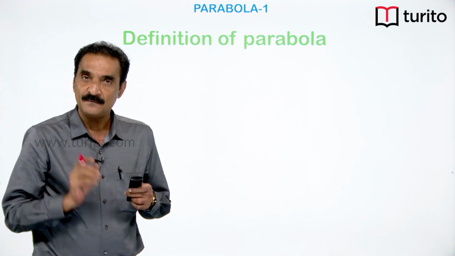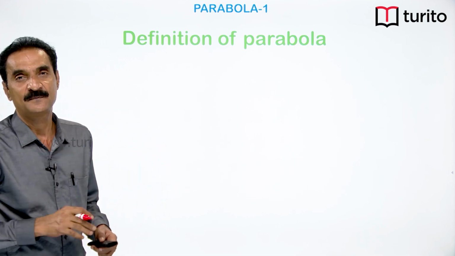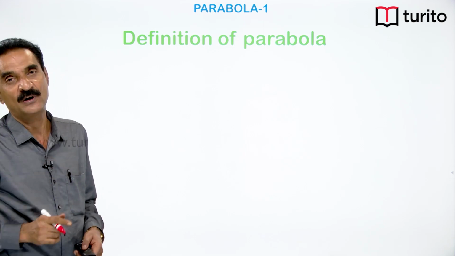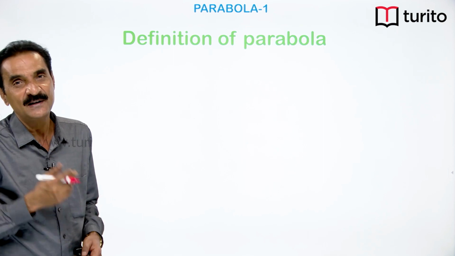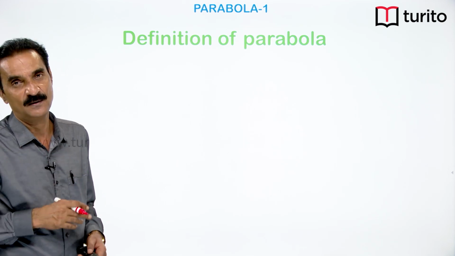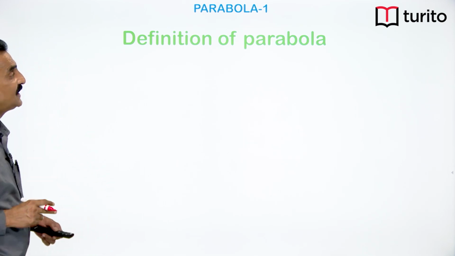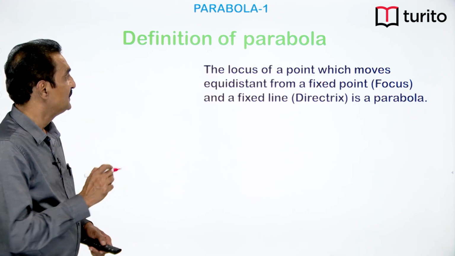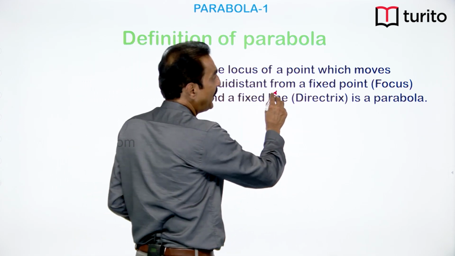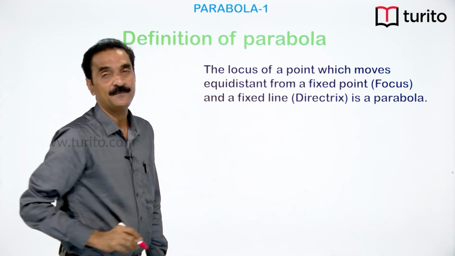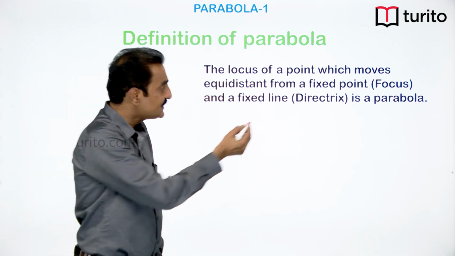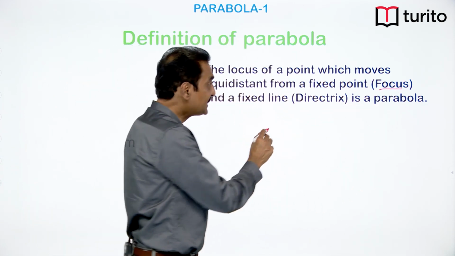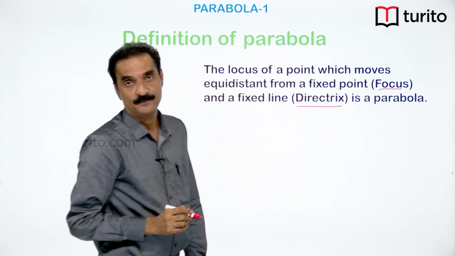Now, we start parabola. First we have introduced conic sections. Parabola is one of the conic sections. Now, we separately define a parabola. What is the definition of parabola? Since eccentricity is equal to 1, the locus of a point which moves equidistant from a fixed point, which is called focus, and a fixed line which is called directrix is a parabola.